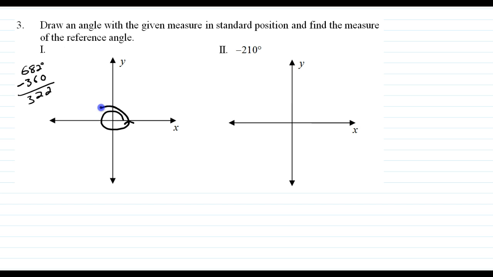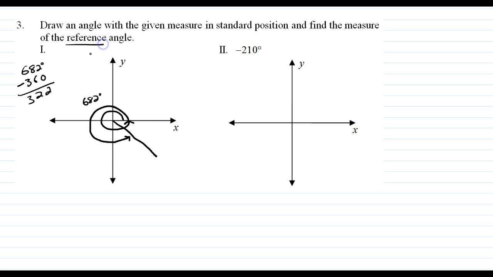So there is 90, 180, 270, and so 322 is going to be somewhere over here. And so now we can draw the terminal side. And so from all the way around is a measure of 682 degrees.